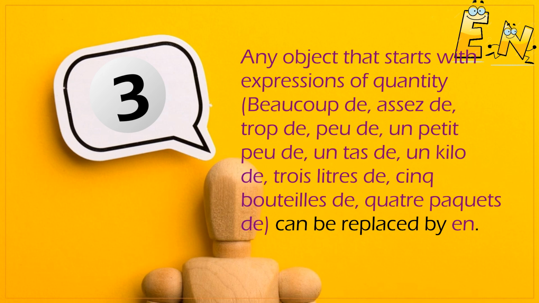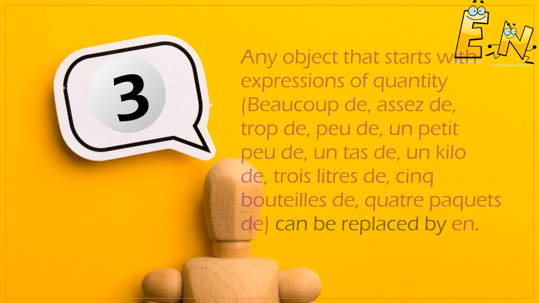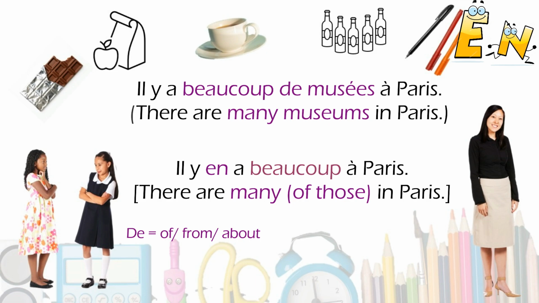Thirdly, if an object starts with an expression of quantity, the object pronoun en can be used to replace that object. For example, beaucoup de, assez de, trop de, peu de, un petit peu de, un tas de, 1 kilo de, 3 litres de, 5 bouteilles de, 4 paquets de, etc. For example, il y a beaucoup de musées à Paris. Il y en a beaucoup à Paris.